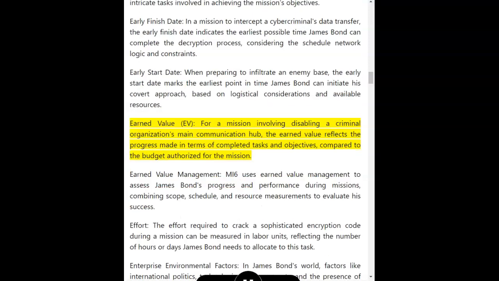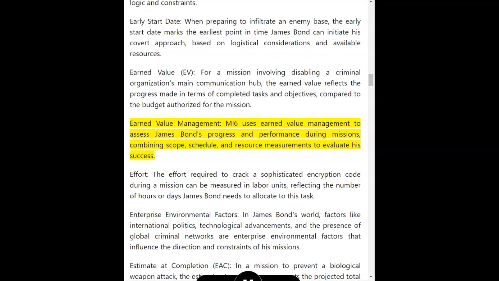Earned value, EV. For a mission involving disabling a criminal organization's main communication hub, the earned value reflects the progress made in terms of completed tasks and objectives, compared to the budget authorized for the mission. Earned value management. MI6 uses earned value management to assess James Bond's progress and performance during missions, combining scope, schedule, and resource measurements to evaluate his success.